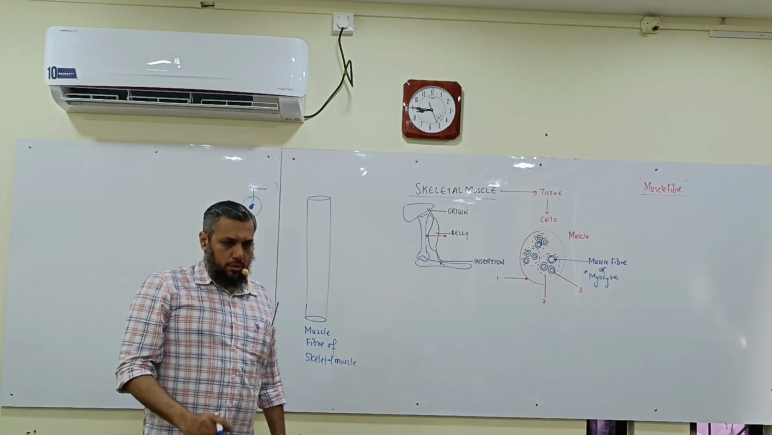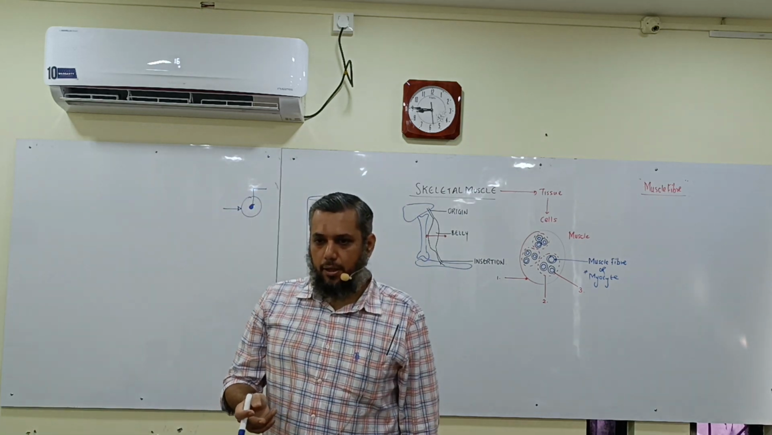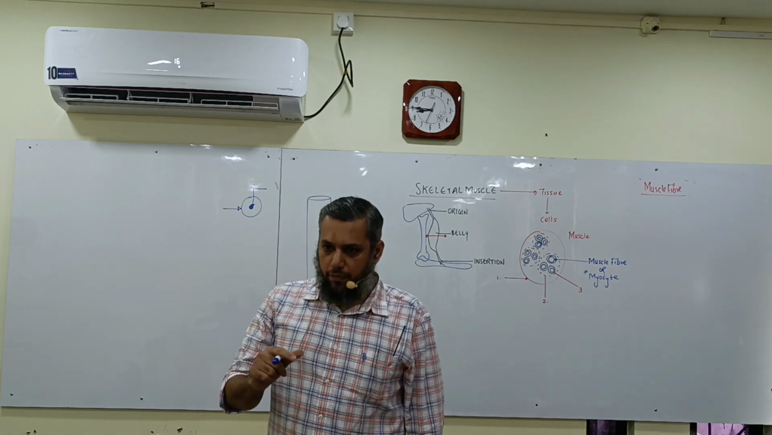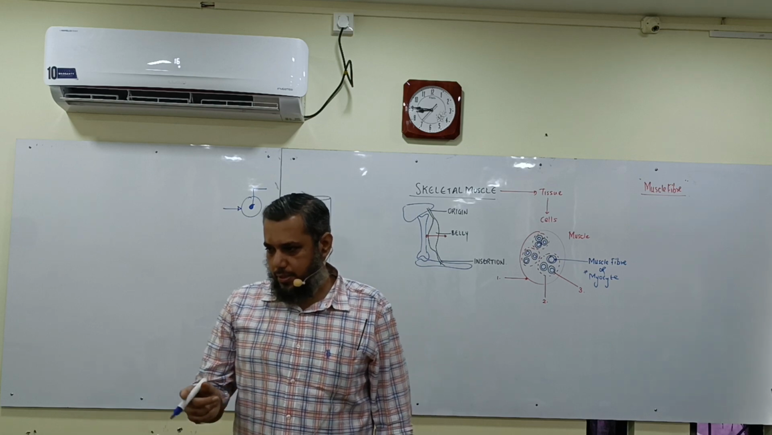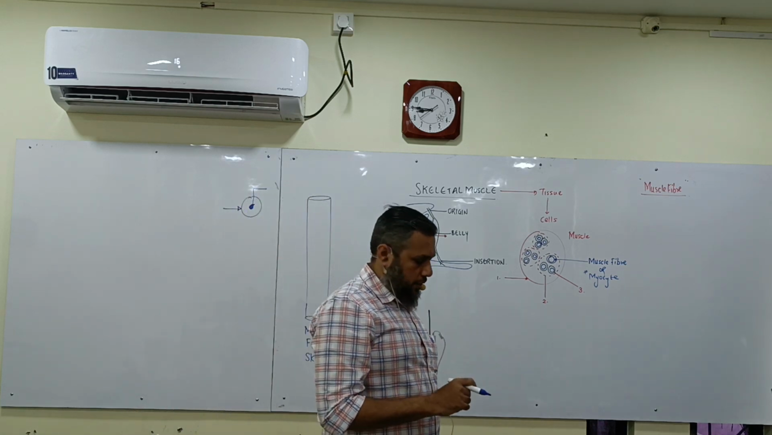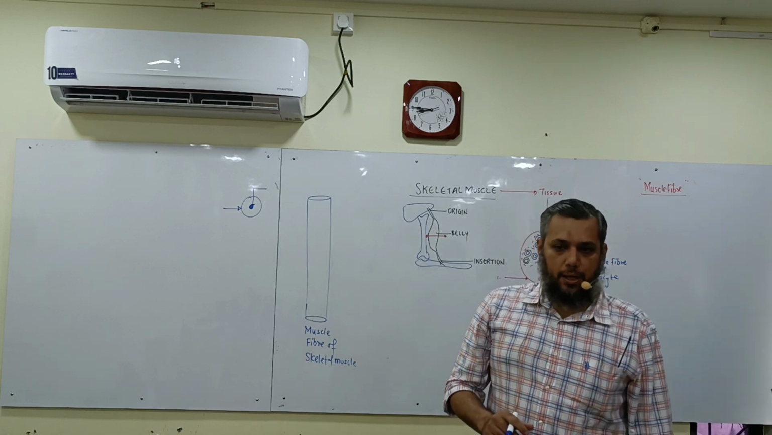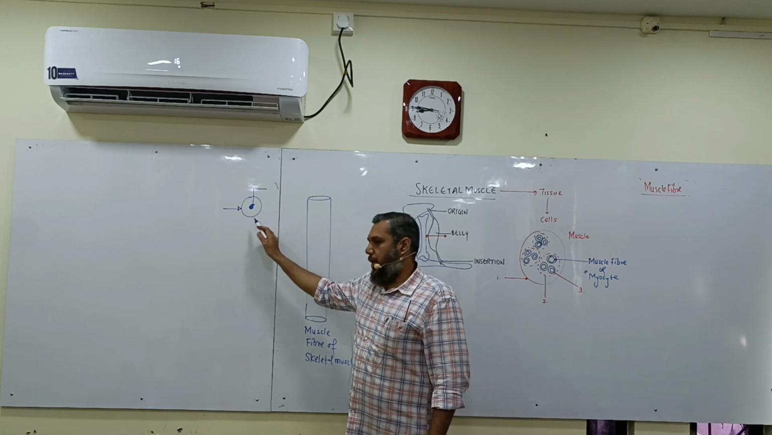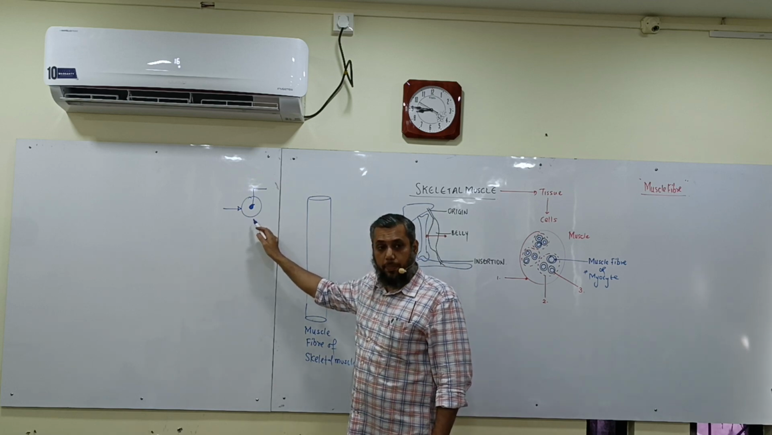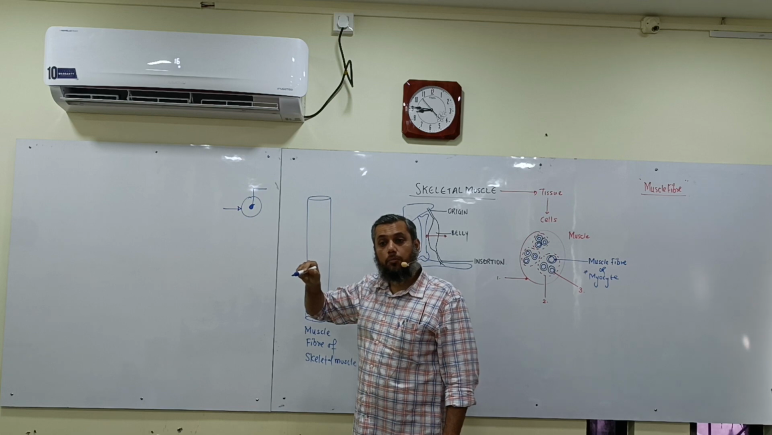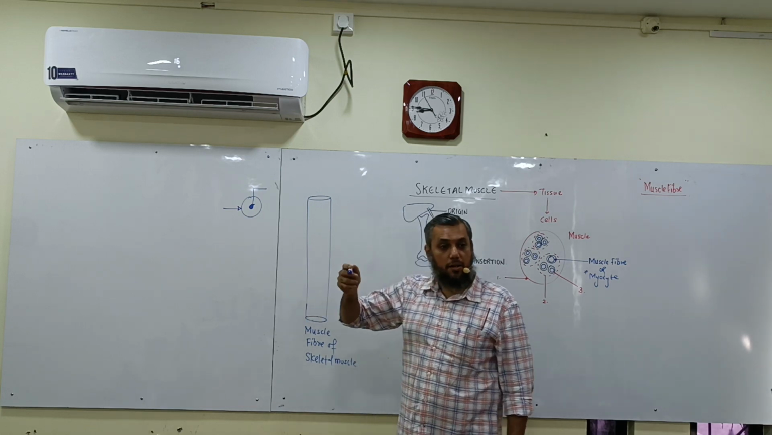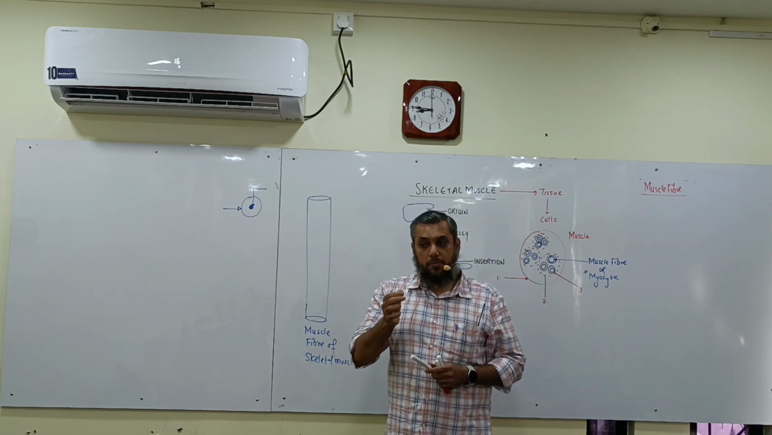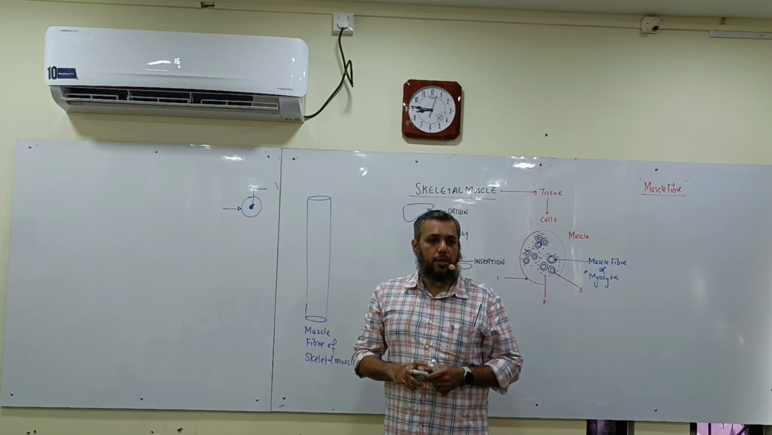This is a modified cell in order to perform specialized function. Like previously, when I taught you the neuron, remember? It was a modified cell to perform a specialized function. And what was the modification of the neuron? Cytoplasmic extensions called axon and dendron.